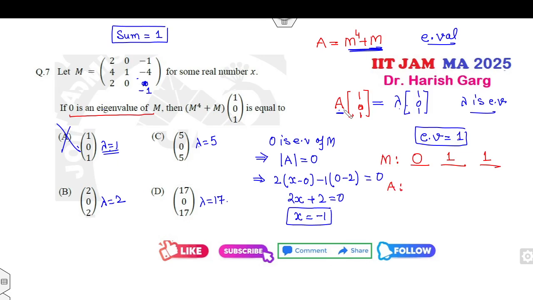If the eigenvalues of M are 0, 1, 1, then what will the eigenvalues of A be? 0 plus 0 is 0, 1 plus 1 is 2, 1 plus 1 is 2. So 2 is the eigenvalue in this answer. So B is the correct answer.